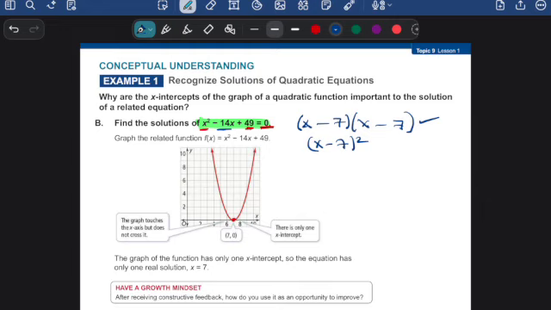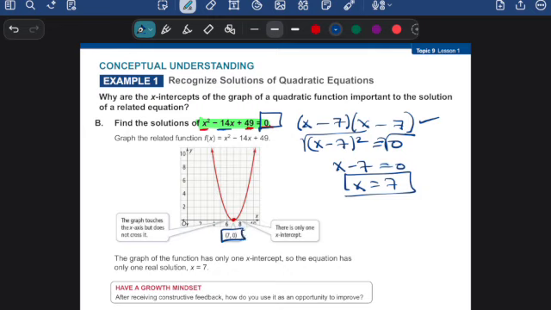And so then if that is equal to 0, to fill in my equation, take the square root of both sides. x minus 7 equals 0. What do I do to solve for x? I add 7, so x equals positive 7. That means in order for the output to equal 0, my input has to be 7.